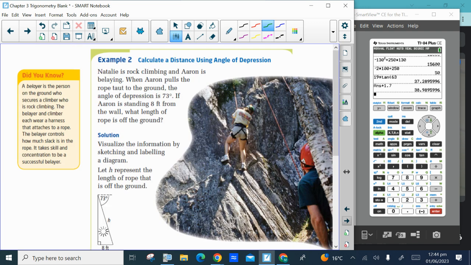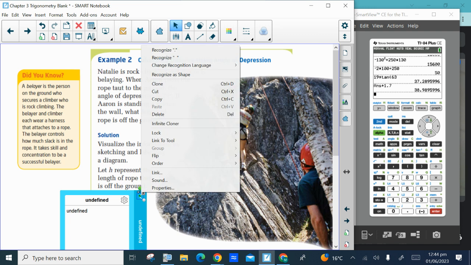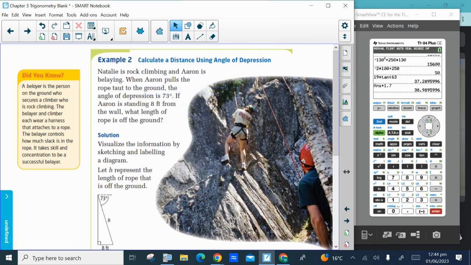On the next page, Natalie is rock climbing, and Aaron is belaying. So the person that's belaying is the person that holds that rope. The climber has a rope attached to them, and it goes up to the top. Usually there's a pulley system up there that the rope goes through. And then there's a person standing down here that holds the other end of that rope, so that if the person slips, then they're not going to come crashing down to the ground.